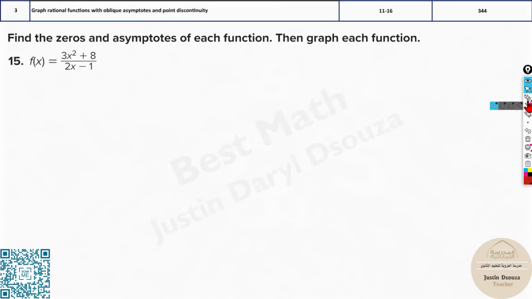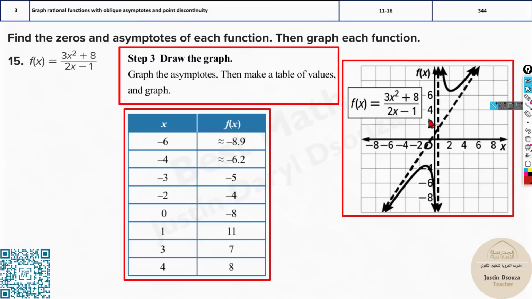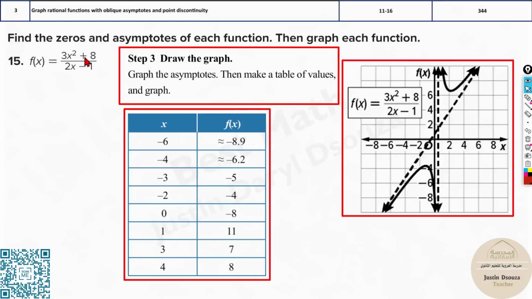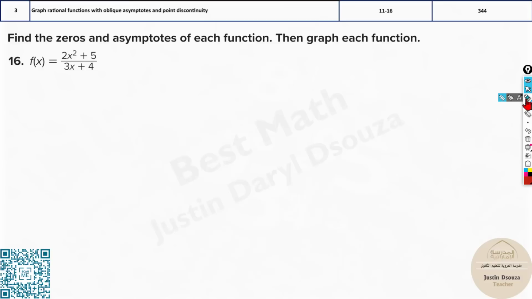And the last problem over here is the 16th one. Okay, this is the one. Same like the previous one. See, the previous one also we had a similar situation, no middle term, no x term, and over here also there is no x term. And over here, step 1 would be zeros. So whatever is up over here, 2x squared plus 5 will be equal to 0.